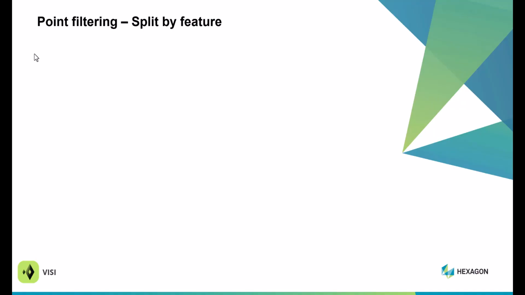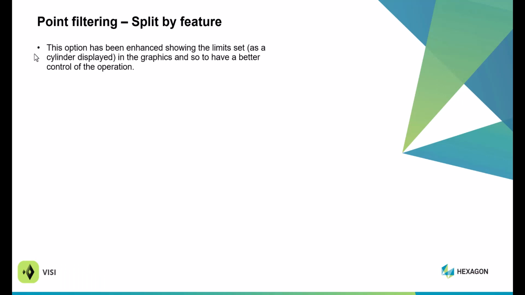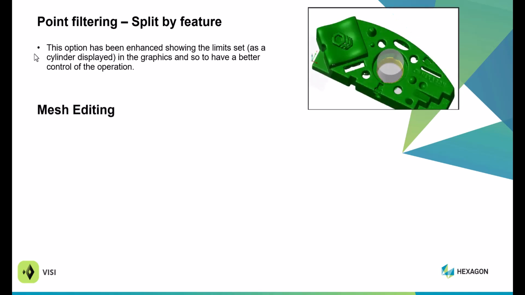So we're going to go into Visi Reverse. What's new with Visi Reverse? Within point filtering, this option has been enhanced to show the limits set as a cylinder display in the graphic area. So you have a better ability to control the operation.